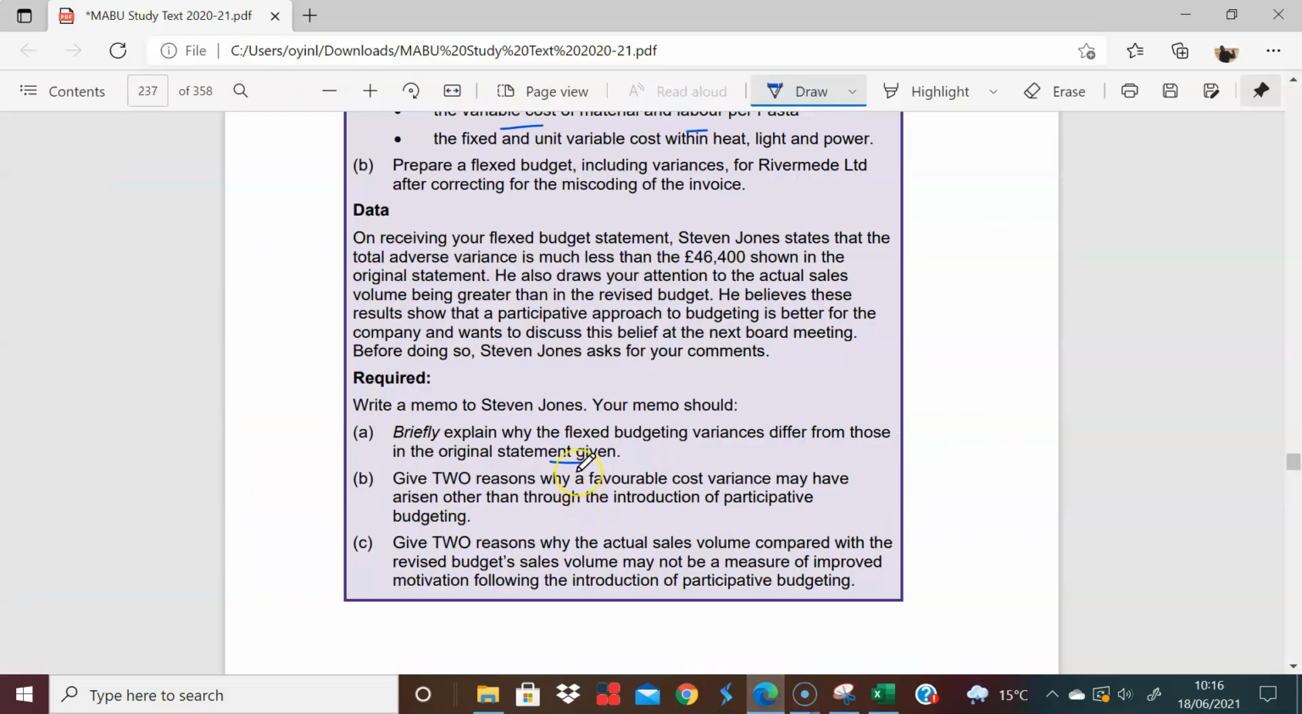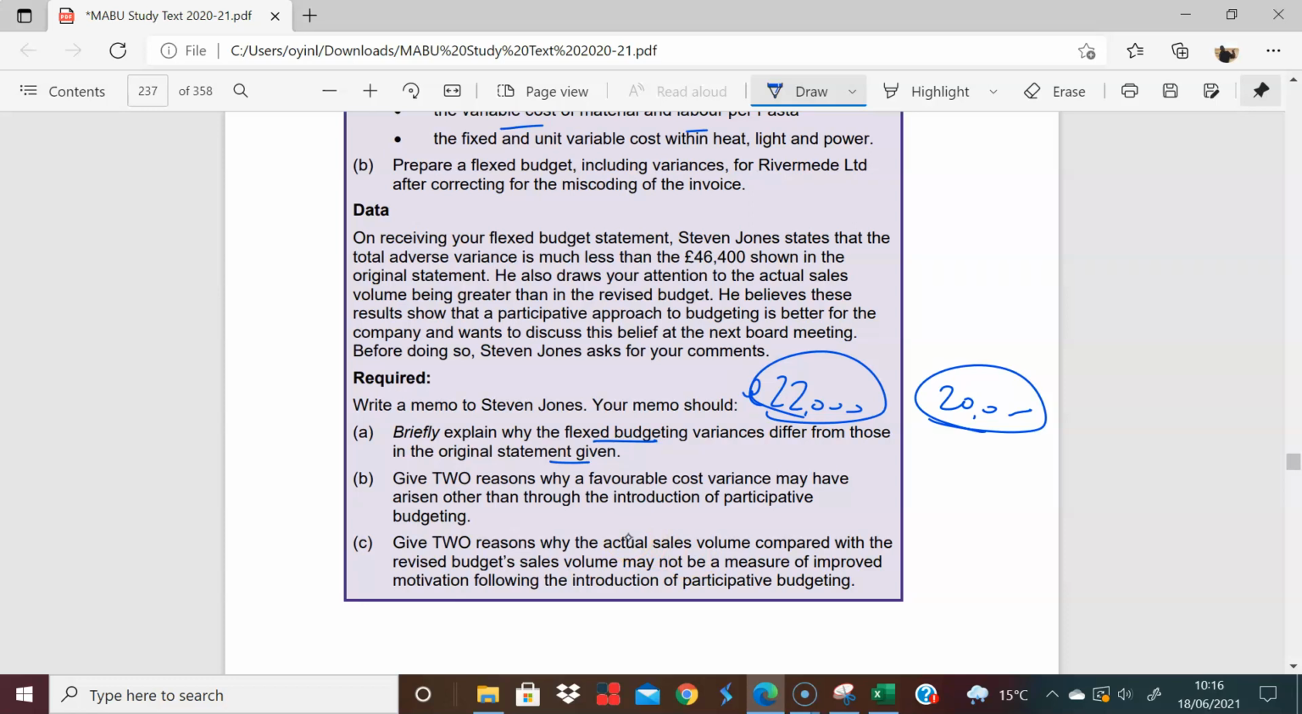But the question does say to explain why the flex budget will differ from the original. Well, because the flex budget is using 22,000 units as opposed to using the revised version of 20,000. So the flex budget is a more meaningful budget because it is based on the actual activity, so we can actually assess what the client should have done at those values. That's the first thing.